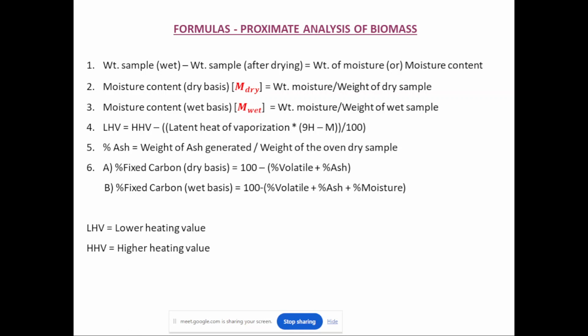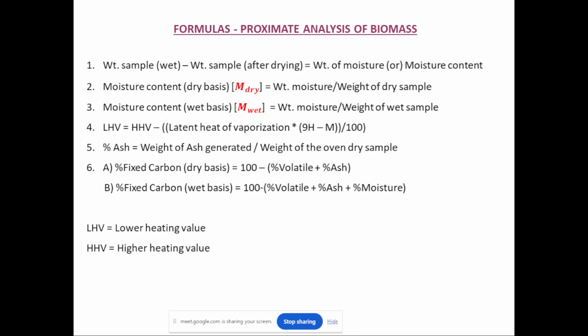For example, if you see formulas 2 as well as 3, the moisture content on dry basis and wet basis, they are similar. In both places you are determining the moisture content, but the basis becomes different, so the denominator is also different. In the case of dry basis, you divide the moisture content by the weight of the dry sample, whereas in the case of wet basis you divide the moisture content by the weight of the wet biomass sample. This is a very crucial difference in biomass, where you have to be careful about the basis on which you are asked to solve the problem. So here we have a few terms.